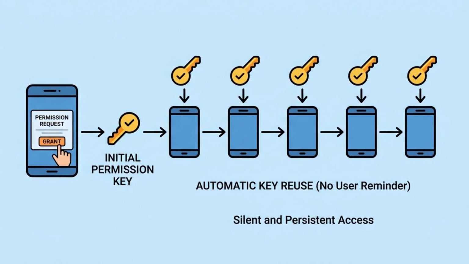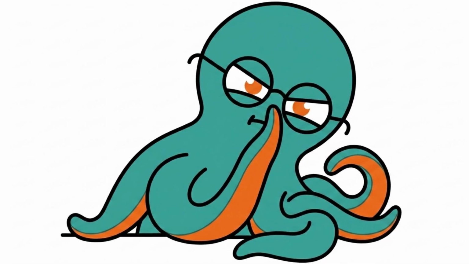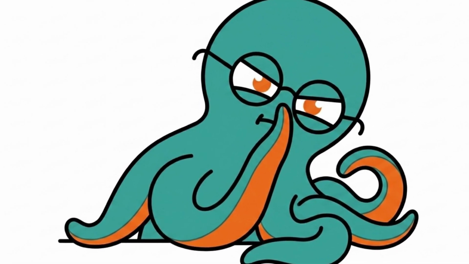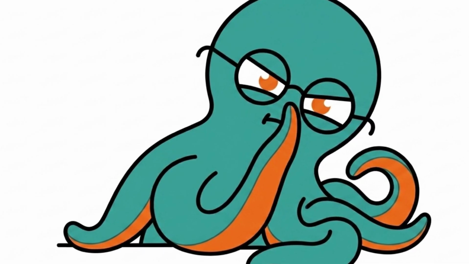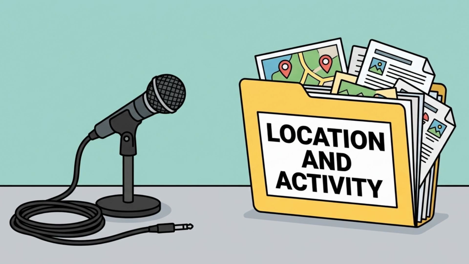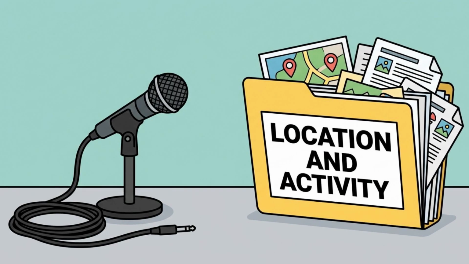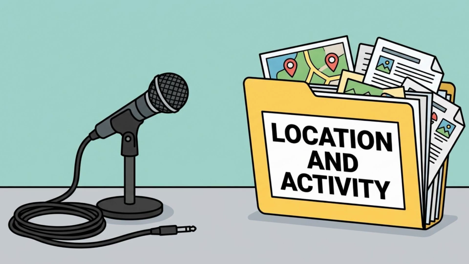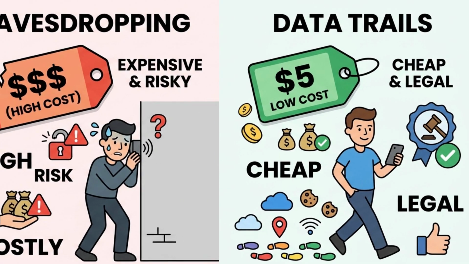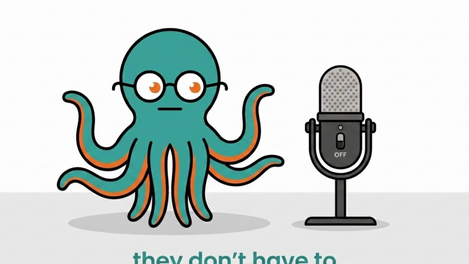No reminder. And the microphone? Here's the part that unsettles people. The reason apps don't need to listen to your conversations is that the other permissions already tell them more than your voice ever would. Eavesdropping is expensive and easy to catch. Your location trail and your app activity are cheap, legal, and more accurate. They're not listening. They just don't have to.